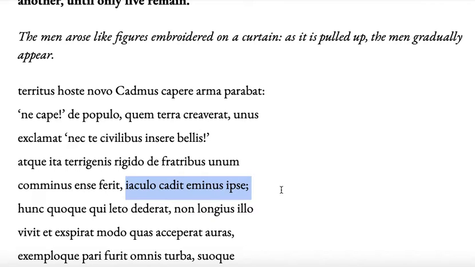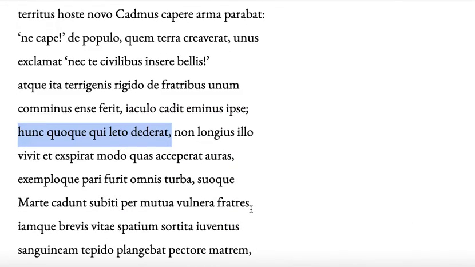And then the next phrase here, hunc quoque qui leto dederat. And so that means he who, that's qui, the person who. In Latin that could also be expressed by is qui, the person who, but here it's just qui. So the person who had given, dederat, pluperfect from dare, to give, he who had given this man also, hunc quoque, so hunc, masculine, accusative, singular from hic, haec, hoc, to death.